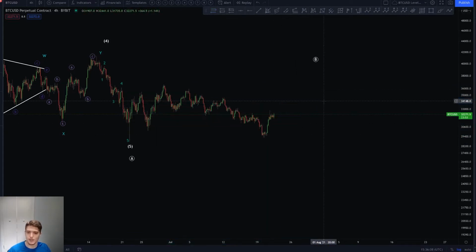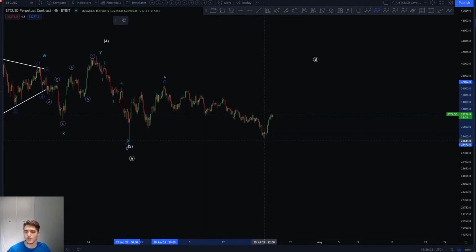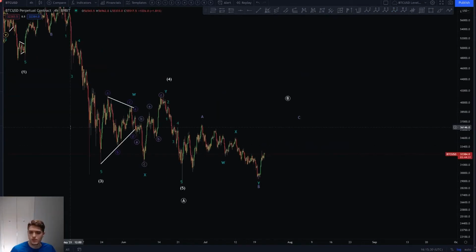So in my opinion, it's more likely a flat, where you'd label it like an A, B, C, down for presumably a WXY. This would be a W wave right here, up for an X wave, down for a Y wave. So I put B right there, and we're currently coming up for a C wave. And yeah, you'd put W here, X here, Y here, like that. So this would be a regular flat, where wave B does not take out the beginning of wave A, and it makes a higher low.